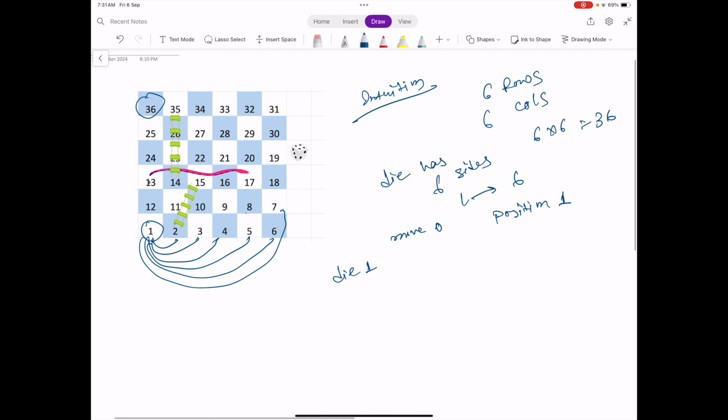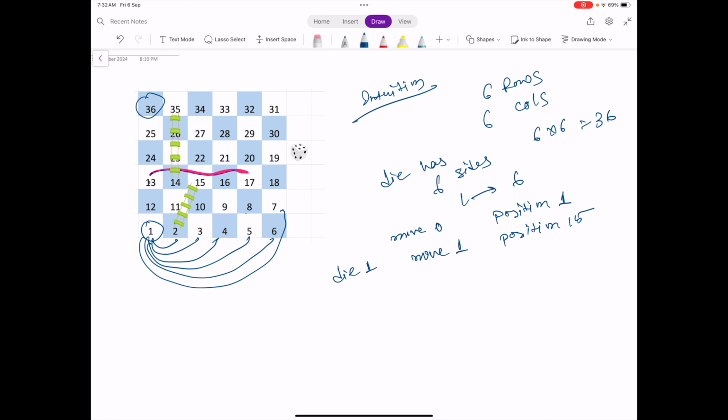Let's say in the die we got 1. So our move will be move 1 and we'll go to position 2. But at position 2 there is a ladder over here, so position 2 will be replaced by 15. So we jump to 15.